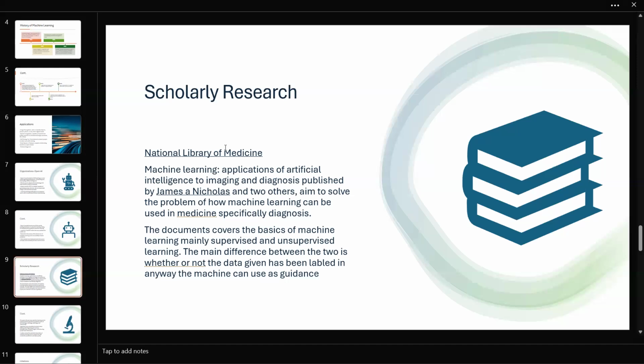The document covers the overall basics of machine learning, mainly talking about supervised and unsupervised learning. The main difference between these two is whether or not any data has been labeled for the machine to use as guidance. Think of the way in supervised learning, the machine is given data with images. Let's say the cat and dog example. It would be fed images of cats and dogs, and the machine would see that these images are labeled as cat and dog, and be able to recognize which is which. In unsupervised learning, the computer would be given just the images, not knowing what a cat and a dog is, and basically learning from there.